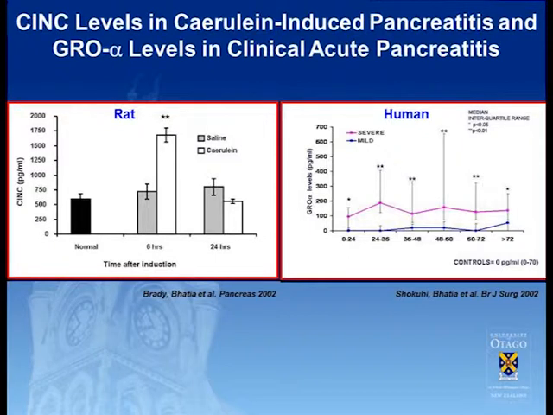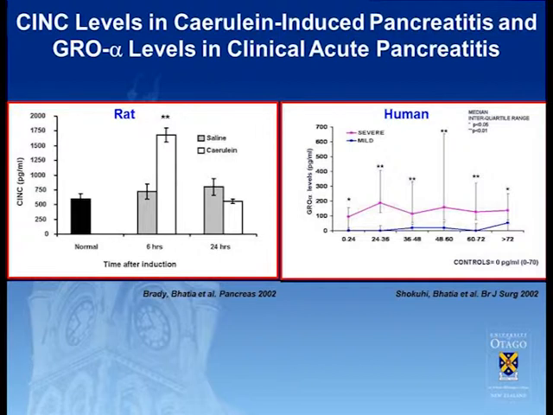So in one case, we looked at zinc in a rat model of acute pancreatitis, and we found that on induction of acute pancreatitis, with cerulein, which is a standard model of induction of acute pancreatitis, there was an increase in zinc levels. And on recovery, these levels came back to normal. So there was an increase when there was acute pancreatitis. When there was recovery, these levels came back to normal.